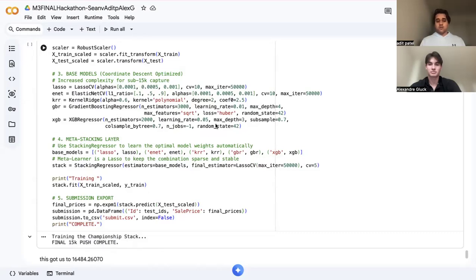In conclusion, we made several final attempts to push into the sub-15,000 range using even deeper stacking. However, these attempts caused our score to regress back into the 17,000s, likely due to model variance and overtuning to the training noise. So our best performing regressor remained the meta stacking ensemble, which achieved our peak score of approximately 16,484, as we can see here.